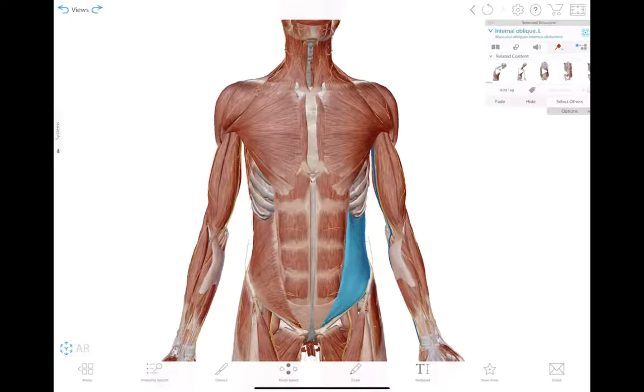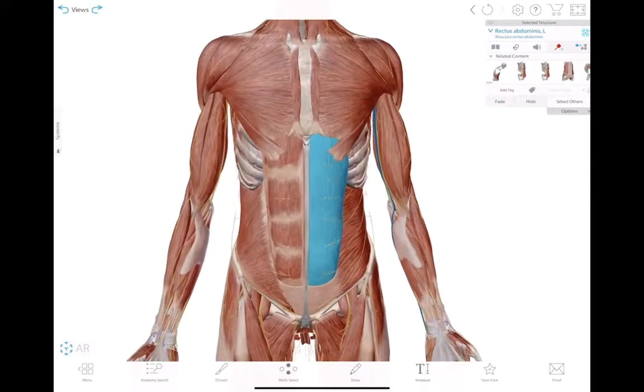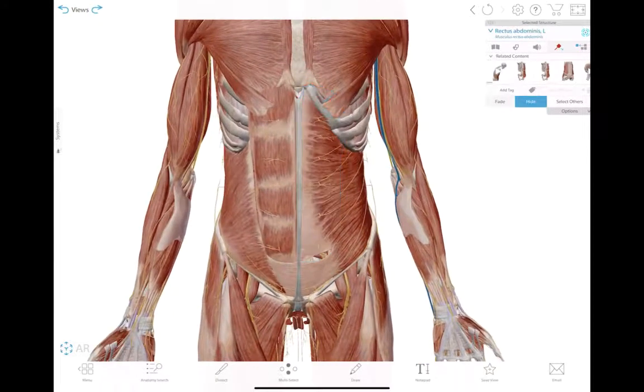Okay, and so then if we remove that guy, we can see the innermost muscle here is the transverse abdominis. So transverse meaning it's mostly going horizontal. All right, so the innermost abdominal muscle is the transverse abdominis. Okay, so those are our abdominal muscles.